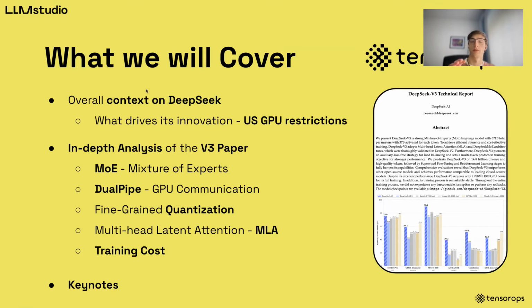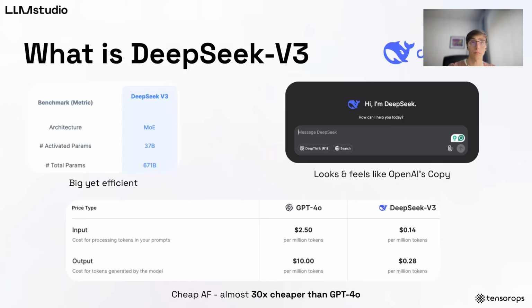I wanted to give a bit of context, what's driving its innovation, right? Some of the restrictions on exportations of GPUs, then go over the paper and actually analyze technically all the components. The mixture of experts had a bunch of cool innovations and new ideas. They even did really nice things with communication, quantization techniques, and much more. And of course, the training cost that was super low, and we'll discuss a bit. And it really surprised a lot of people. So let's first start off with the basics.